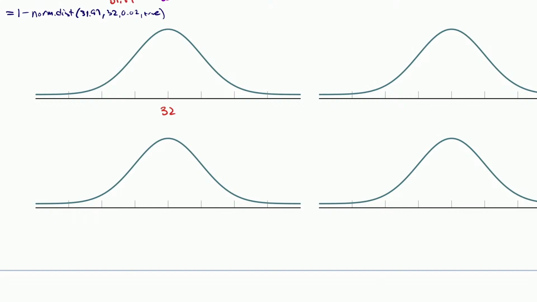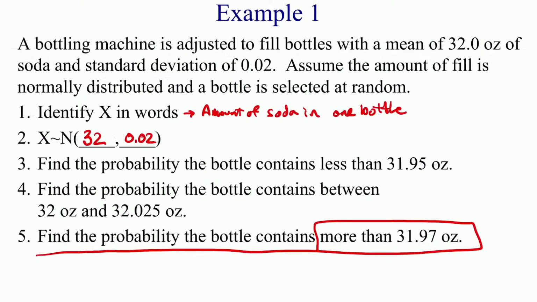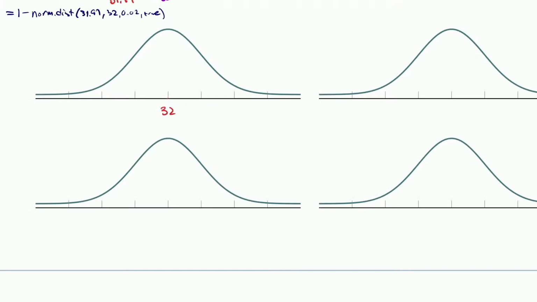But then I need to put, what was it? 32.025. There you go. So here we go. This is what I'm interested in. I'm interested in this area, the stuff between those two numbers. Let me write this as a probability statement.